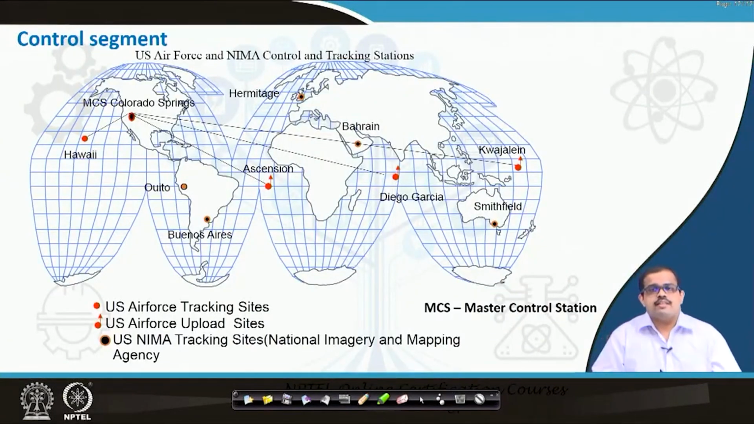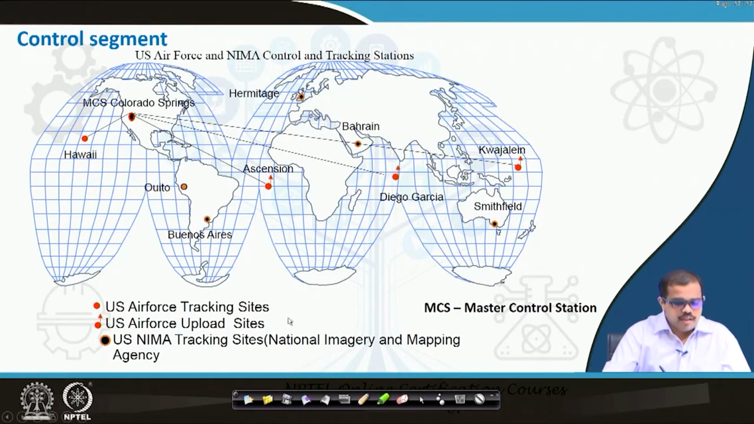Then the next segment is the control segment. Now when I say control segment, the US Department of Defense has its own way of maintaining the entire control segment. It has a main control segment, also called the master control segment, which is located in Colorado, in the US. If you look at this, this is the main control segment, and it has different sites across the globe, which are tracking sites. So this tracks the movement of the satellites at all points of time.